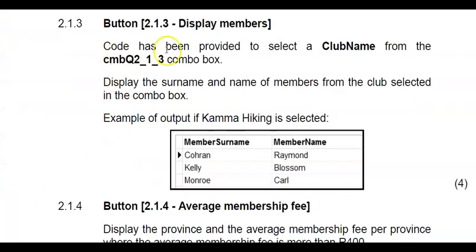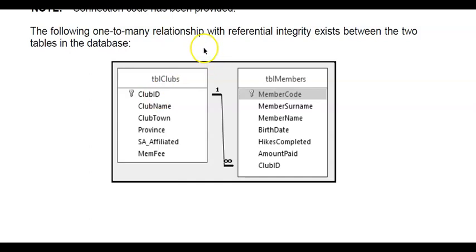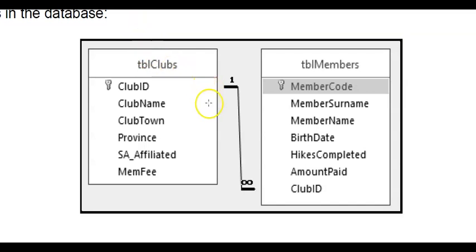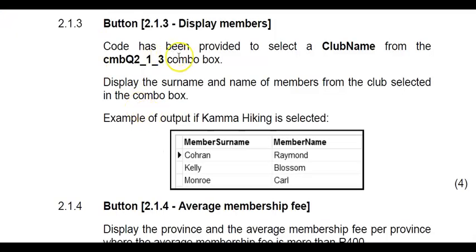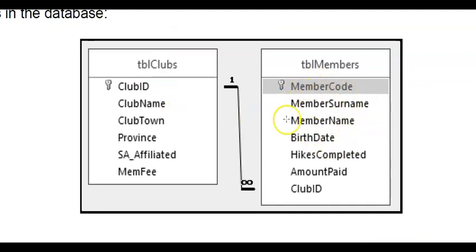In the next question, they have provided code for us to store the club name from the combo box. Now, if we go back here, this is actually quite useful, to look at your relationship. I'll just zoom in. You can see that the club name is in this field. They are linked through a club ID, but they are going to select a club name. However, they are asking us to display the name and surname of the member, and the name and surname of the member is in TBL members. So this means that we would need to read from both tables.